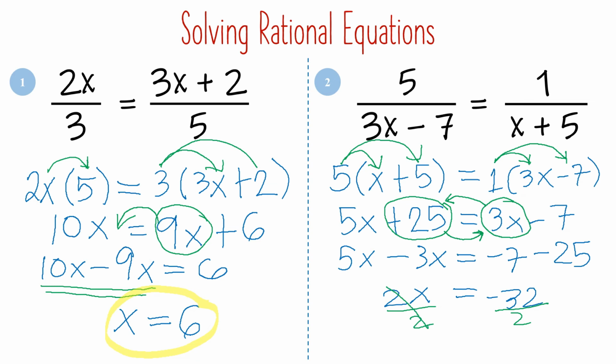Cancel. Now we only have x on this side. And then negative 32 divided by 2. So may isang negative, it means negative yung answer natin. And 32 divided by 2, that is equal to 16. So the answer is x is equal to negative 16.